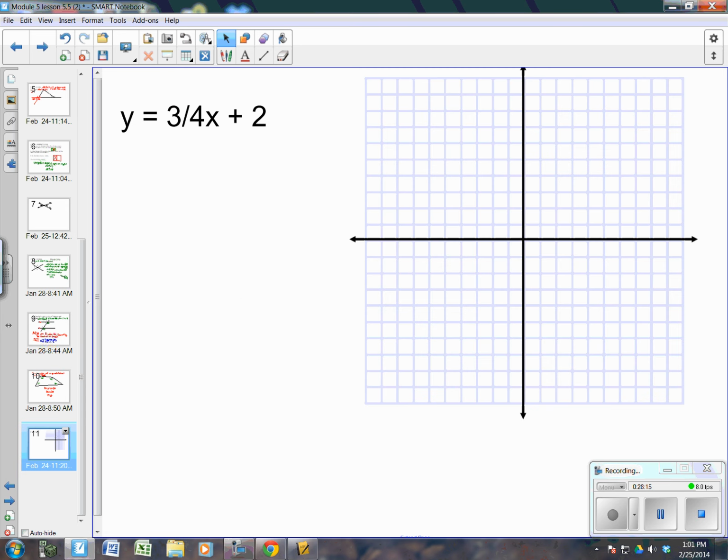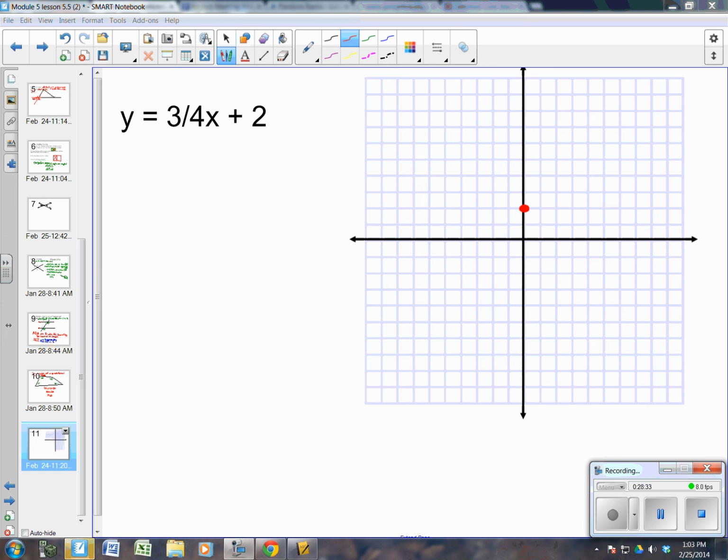Okay, last thing. Graph that line really quickly. Okay, so you guys all graphed that line right there. The y-intercept was 2. The slope was up 3, over 1, 2, 3, 4. Down 3 to the left, 1, 2, 3, 4. And so you got your line right here.